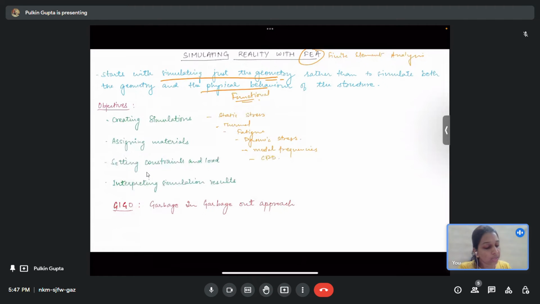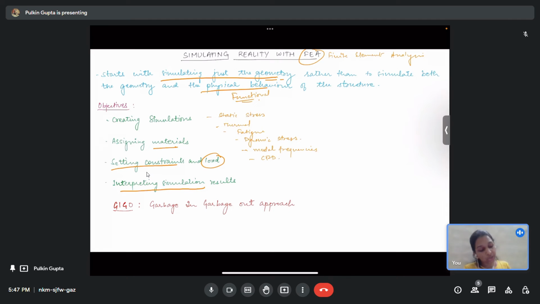Then you need to assign proper materials if you are dealing with aluminum or stainless steel or say some polymer or polyethylene or polylactic acid, etc. Then you need to properly and carefully set the constraints and your loading conditions, and then you should be able to interpret your simulation results.